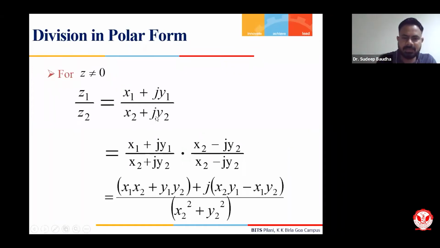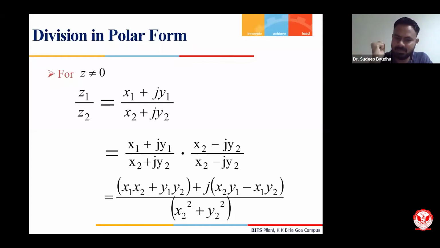So x2 plus jy2 is the complex number in the denominator, and I have multiplied numerator and denominator with the complex conjugate of the denominator, which is x2 minus jy2. And then I have performed the operation. On the final product, we get the denominator as a real number. So when I get the denominator as a real number, it's very easy to write the complex number in terms of real part and imaginary part.